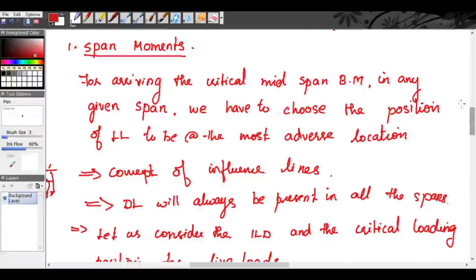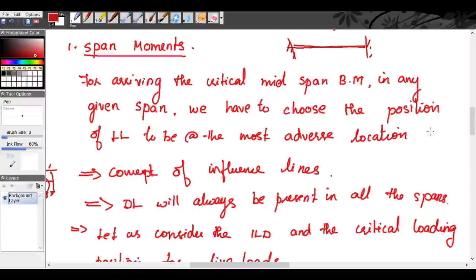So first one is span moments. That is, if you take a beam, in the span, what are the moments? For arriving at the critical mid-span bending moment in any given span, we have to choose the position of live load to be at the most adverse location. Why do we need the knowledge of live load? Because everywhere the dead load is acting. Everywhere in the frame, your dead load acts.